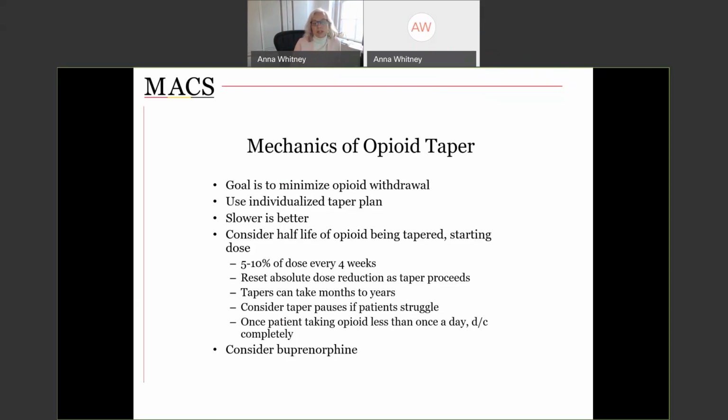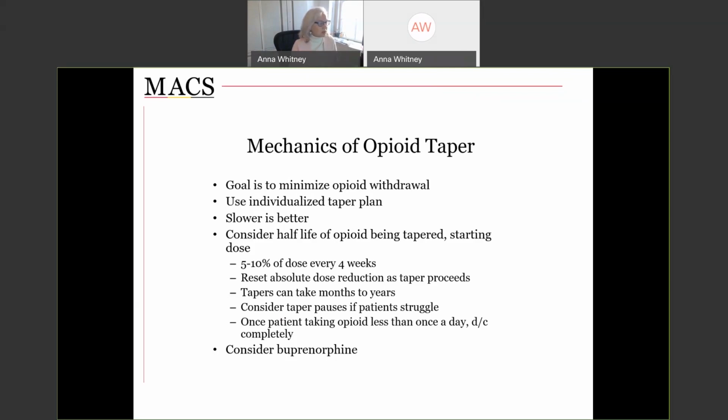And even considering taper pauses if patients are struggling. Again, there is no necessarily significant urgency to this unless there is imminent risk from the opioid. And once a patient is taking an opioid less than once a day, you can actually then completely discontinue the opioid itself. And consider buprenorphine.